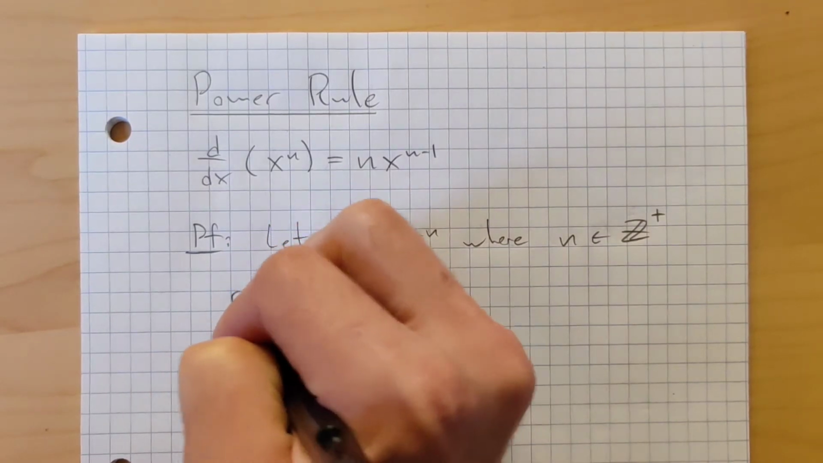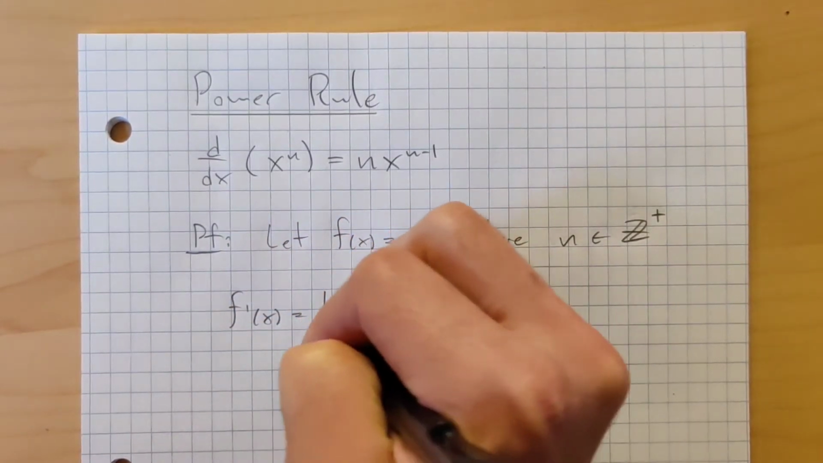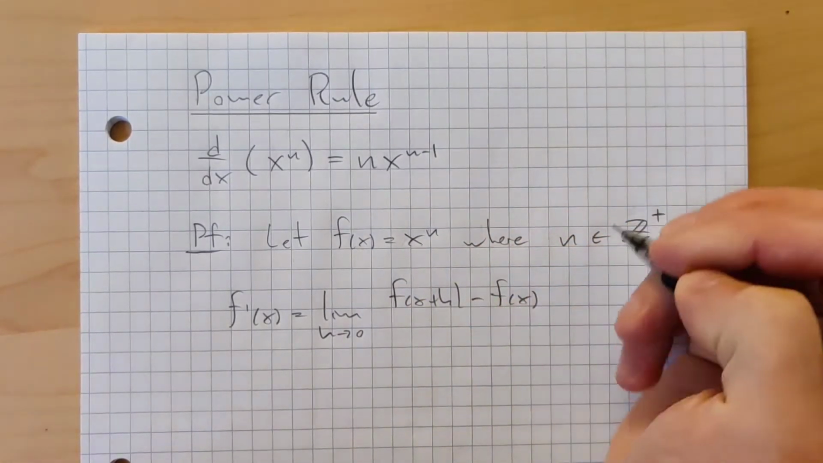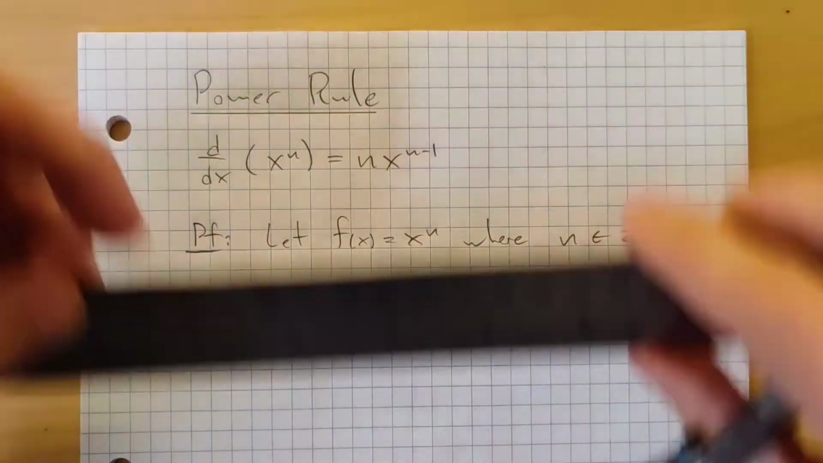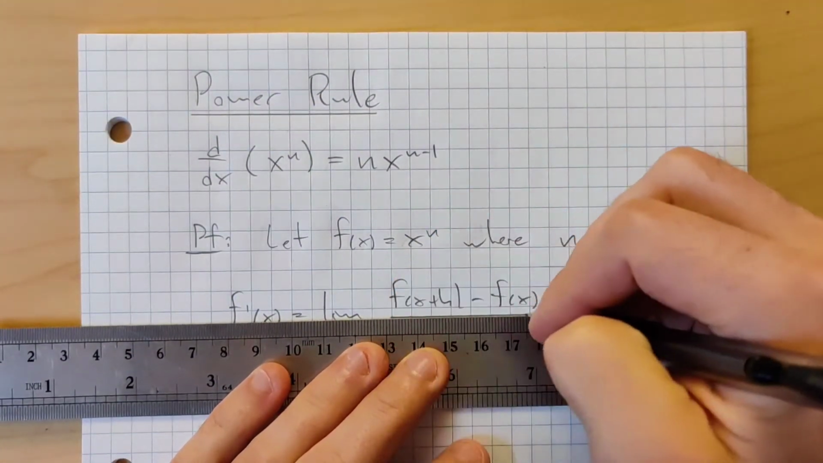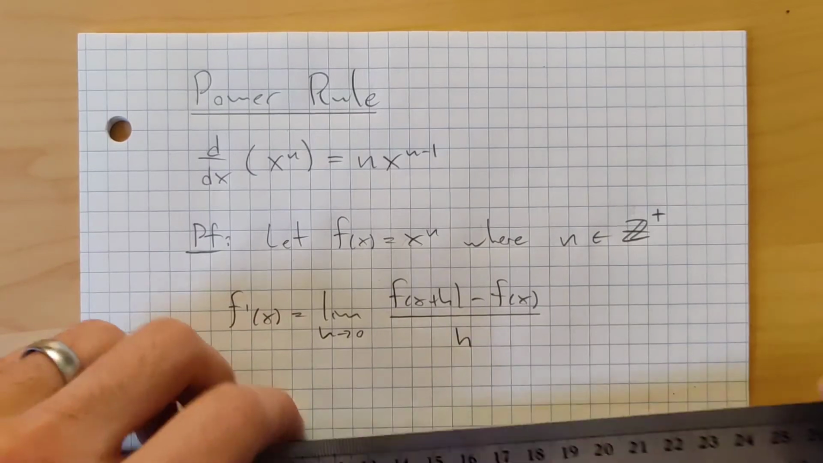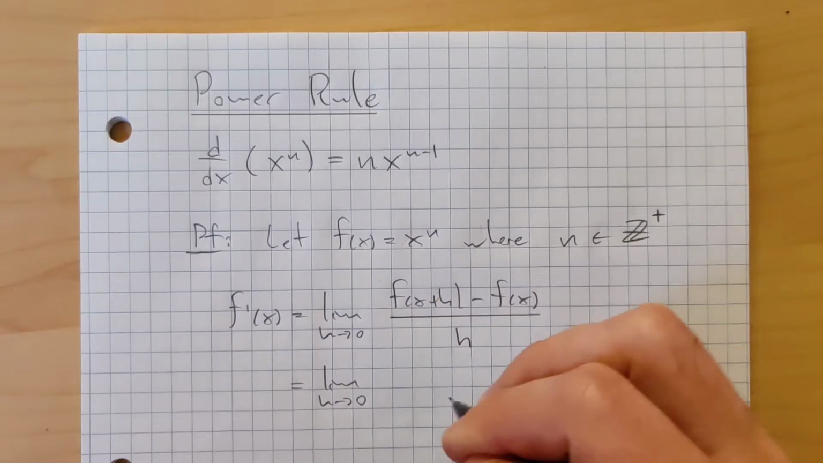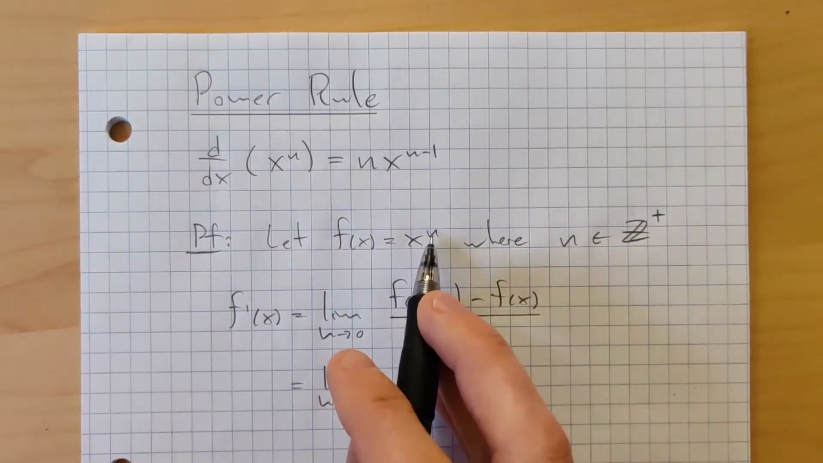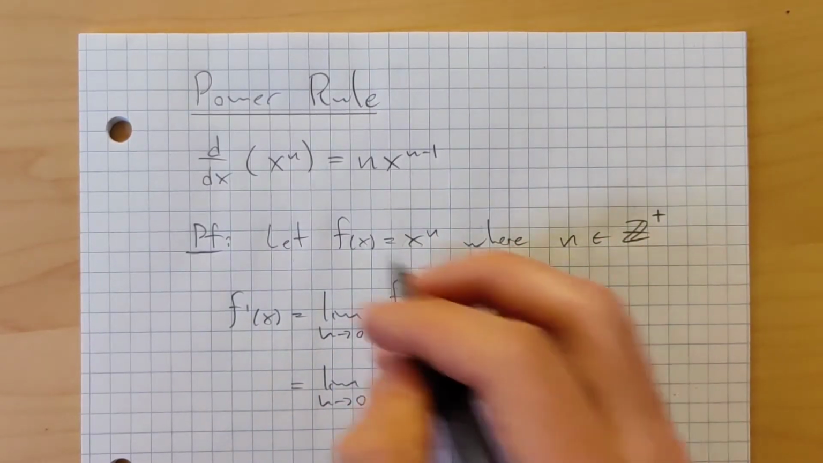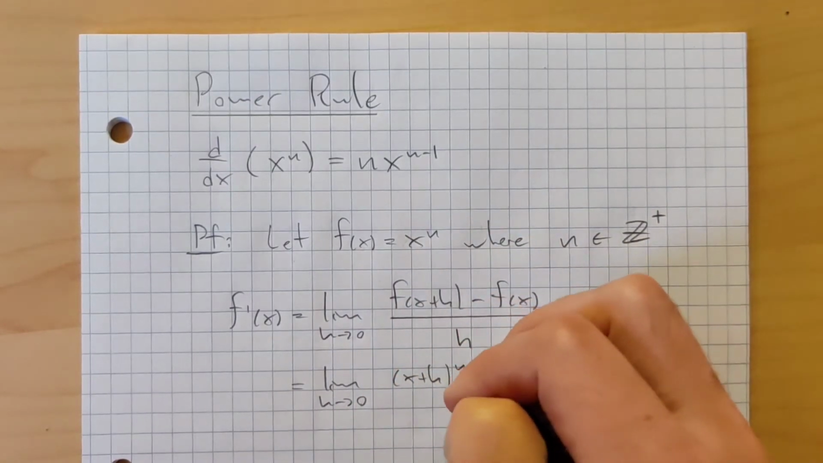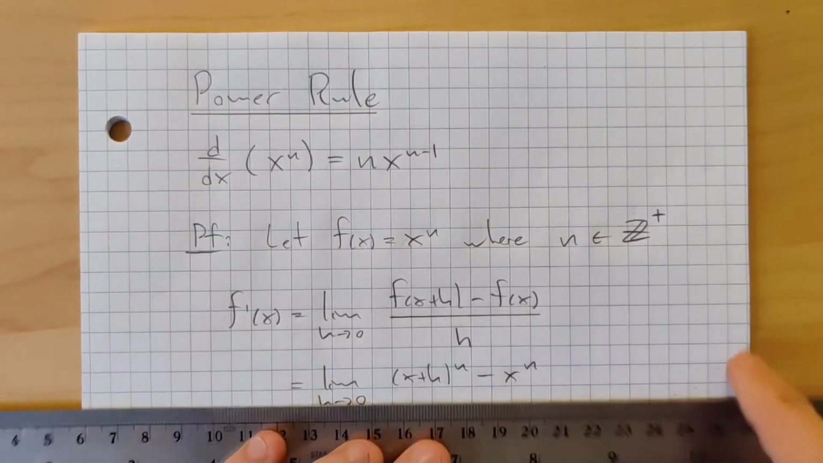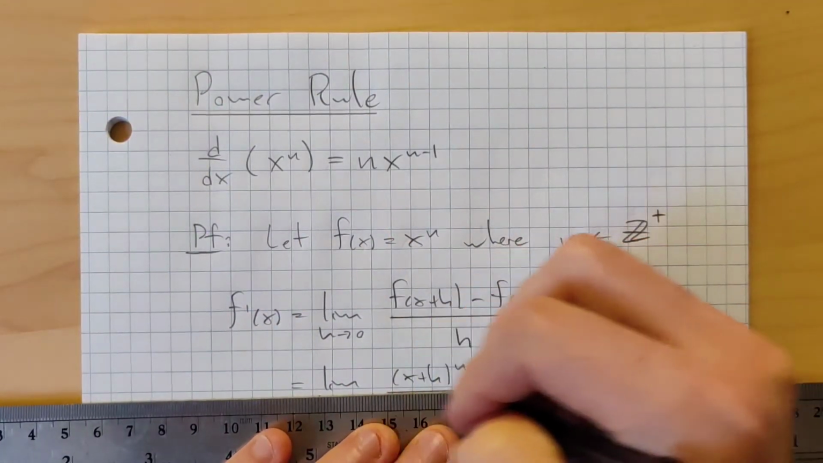Let's take the derivative. f prime of x, which as always is the limit as h approaches 0 of f of x plus h minus f of x over h. So what's this going to be? The limit as h approaches 0 of, well, f of x is x to the n, so f of anything is anything to the n, f of x plus h to the n, and f of x is just x to the n, over h.